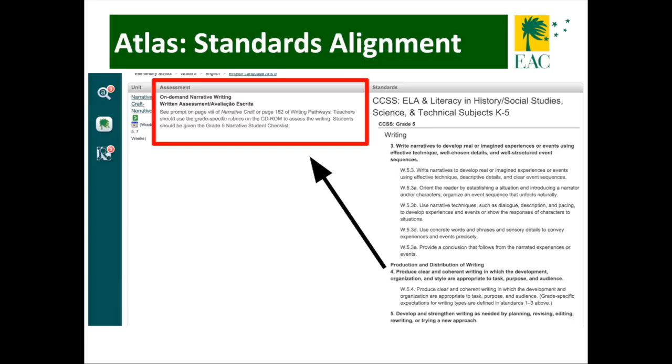ATLAS is our teacher planning and documentation of the curriculum. Teachers have been working this year to align the standards on my right to the actual unit. Here's a screenshot of standards being aligned to the assessment that's given in a writing unit.